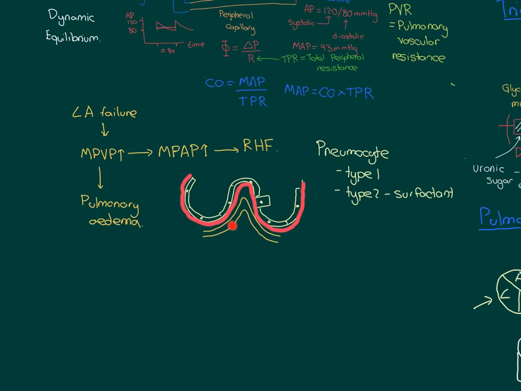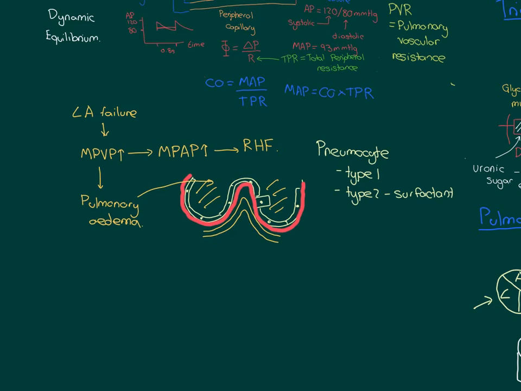Okay, so the pulmonary capillaries are extremely close to the alveolar epithelium to make as small a diffusion distance as possible for oxygen to come in and carbon dioxide to come out. What is now going to happen is fluid from the pulmonary capillaries is going to escape, okay, it's going to be forced out because of the high pulmonary capillary pressure, and you're going to get fluid accumulation in the alveolar spaces, like so. So this is fluid accumulation. This is the pulmonary edema.